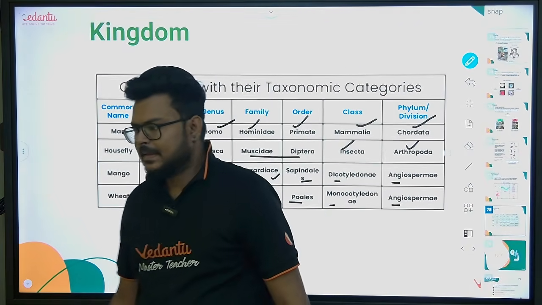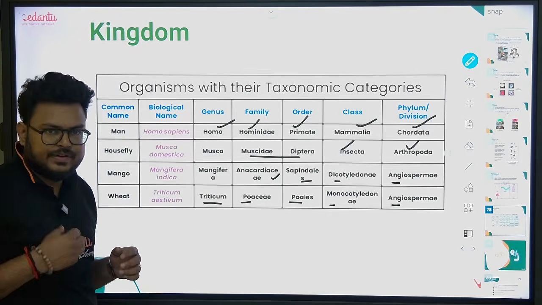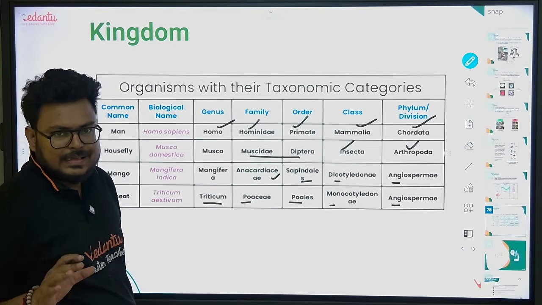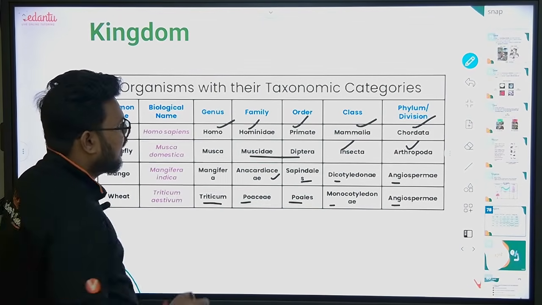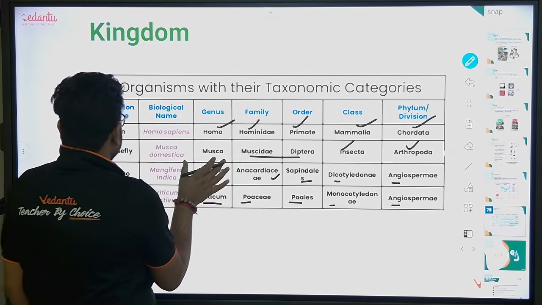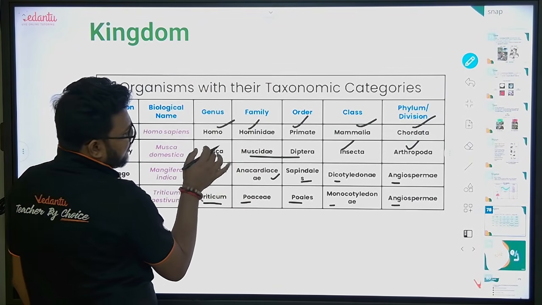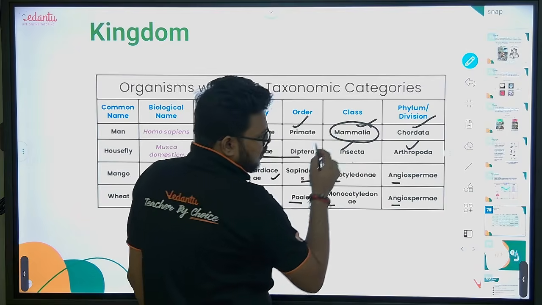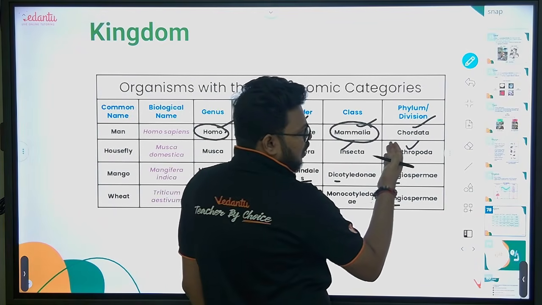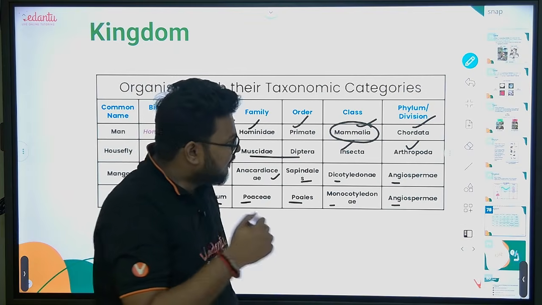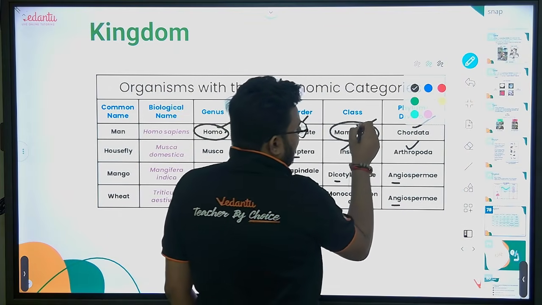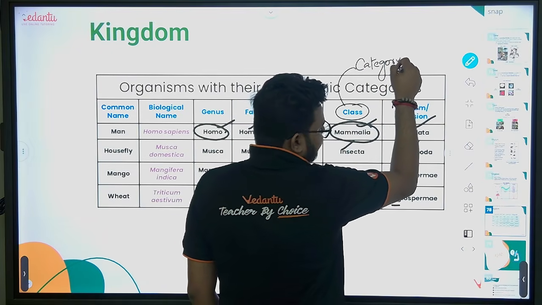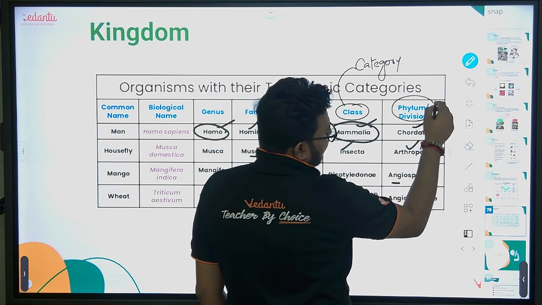Okay, so like I said, by the end I will tell you the difference between category and taxon. See, taxon represents what? The name of a group. For example, if I talk about Homo, Homo is what? Taxon. If we talk about Mammalia, it is what? Taxon. If we talk about Chordata, it is what? Taxon. If we talk about category, Mammalia belongs to what? Class. So class is a category. Chordata belongs to phylum. Phylum is what? Category.